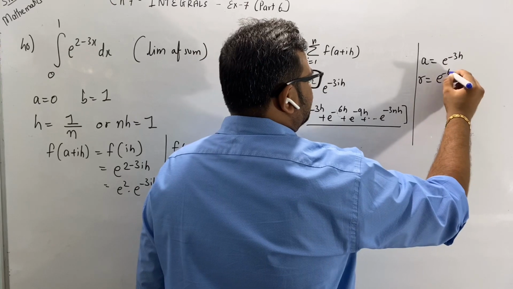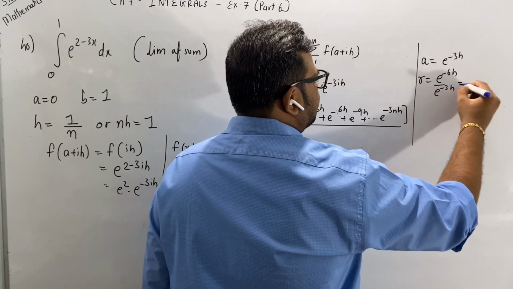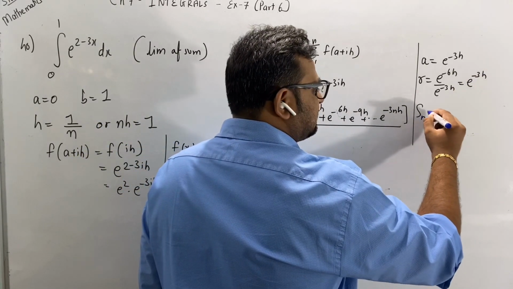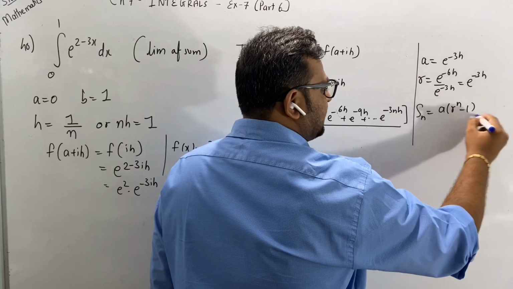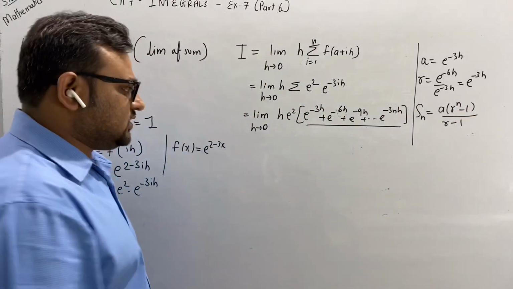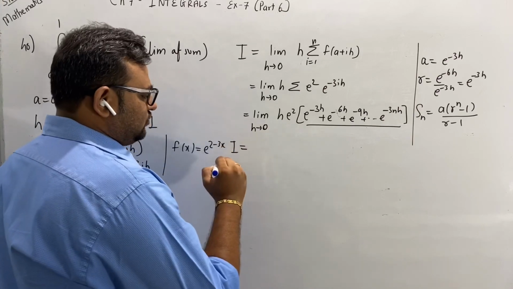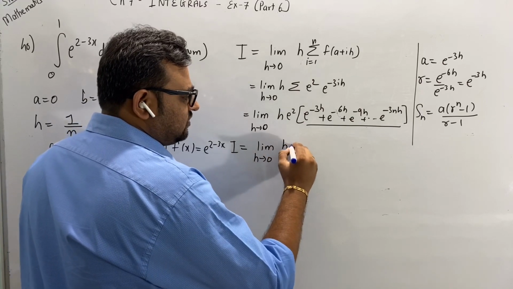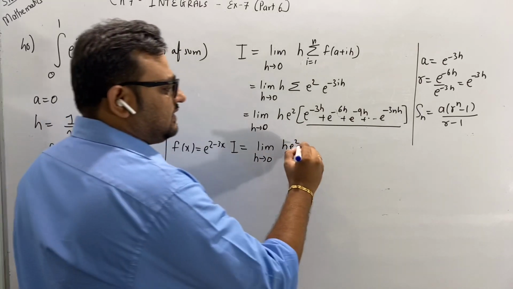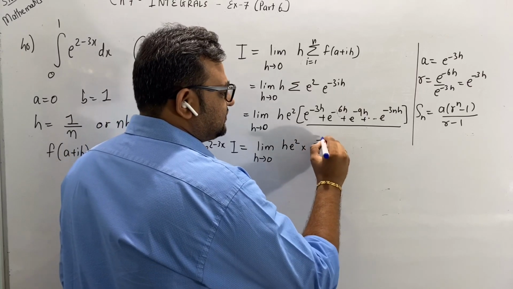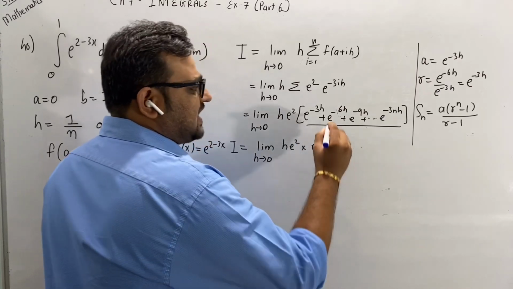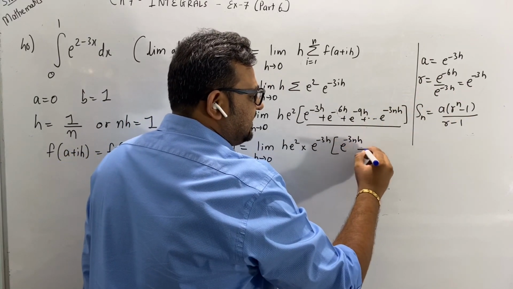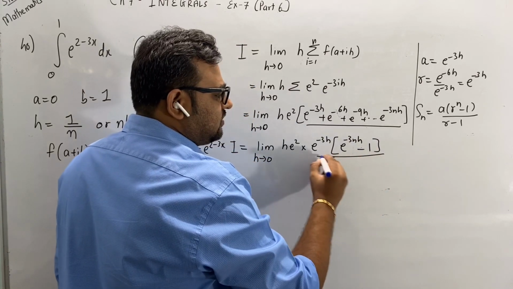r is e raised to minus 6h upon e raised to minus 3h, so it will be e raised to minus 3h. What is our formula for the summation? a times r raised to n minus 1 upon r minus 1. So I will be equal to the limit as h tends to 0 of h, e squared into, what is a? e raised to minus 3h, times r raised to n. So e raised to minus 3nh minus 1 upon r minus 1.